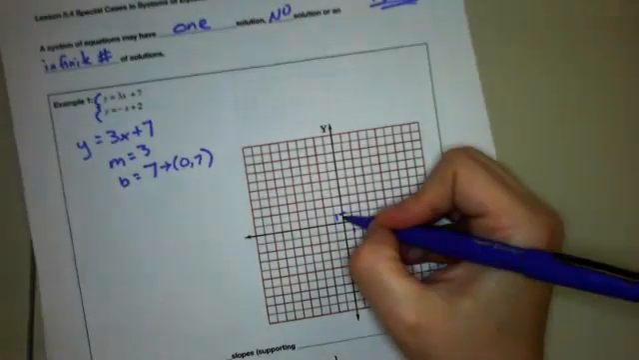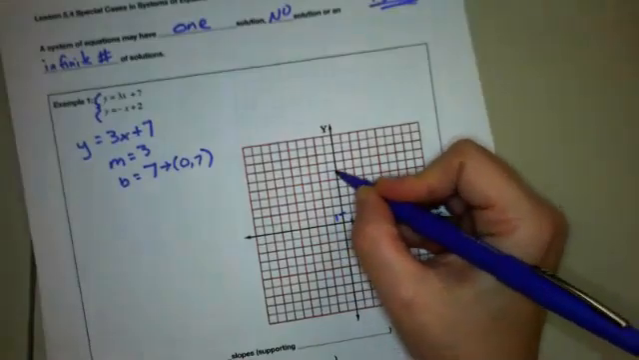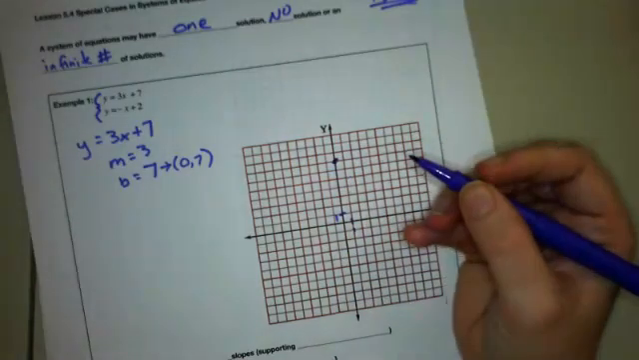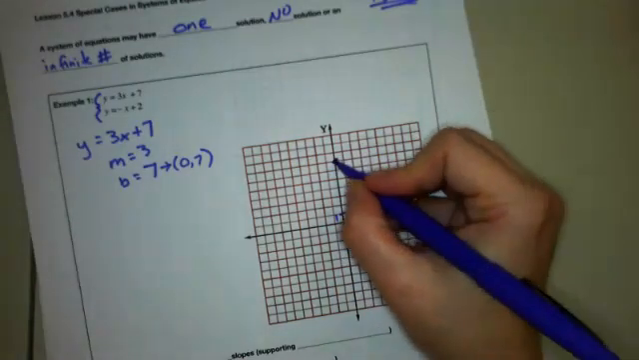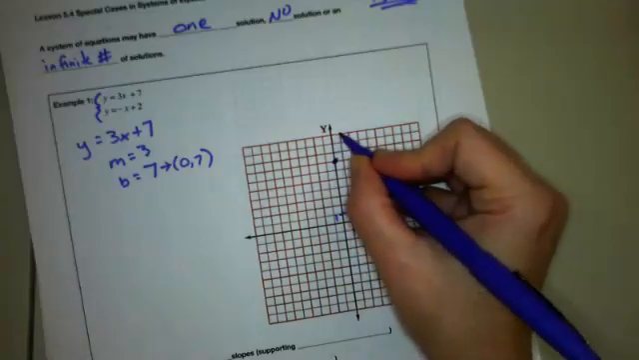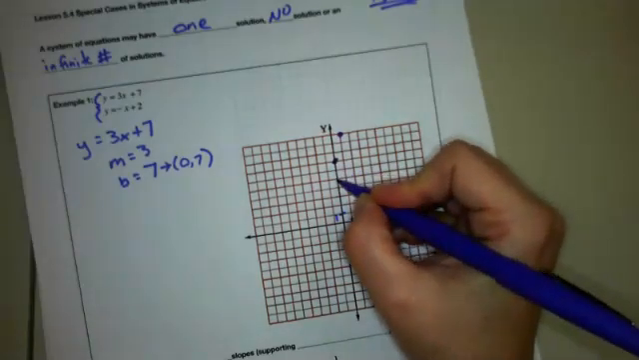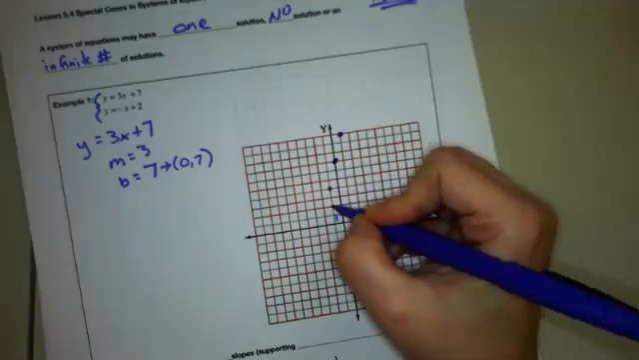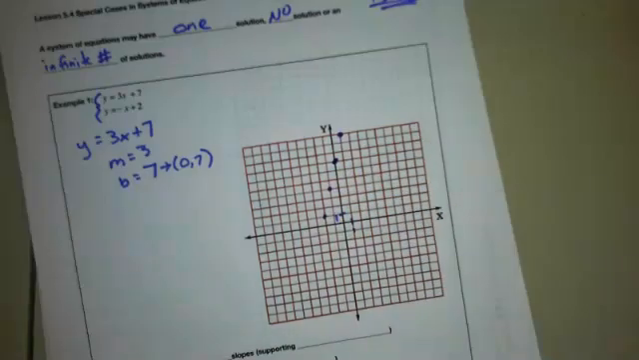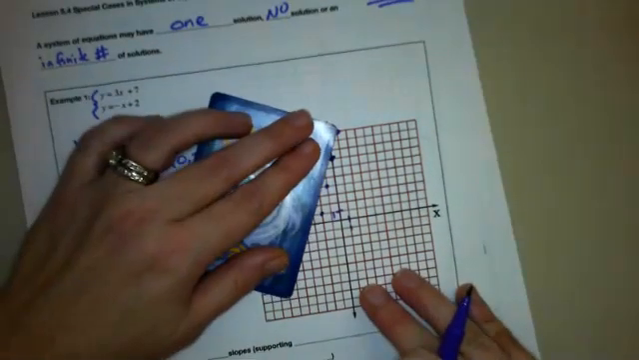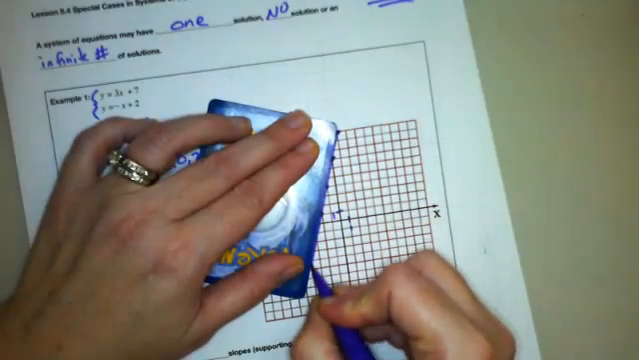I'm going to go up to 7. 1, 2, 3, 4, 5, 6, 7. I'm here. And I'm going to do up 3 over 1. I'm running out of space, so I'm going to do the opposite: down 3, to the left 1. Down 3, to the left 1. I'm going to connect those dots.